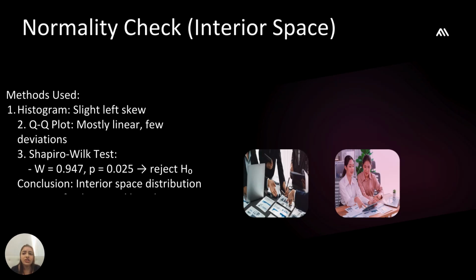Coming to the normality check, to check if the interior space followed a normal distribution, we used three methods. That is the histogram, which looks slightly left skewed. The QQ plot, where most points were close to the line, but some small deviations were seen. And then the third is the Shapiro-Wilk test. The p-value was 0.025, so we reject the assumption of perfect normality. So while interior space is not perfectly normal, it is reasonably close.